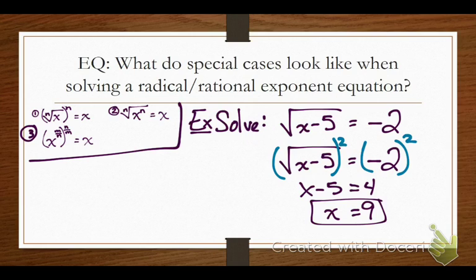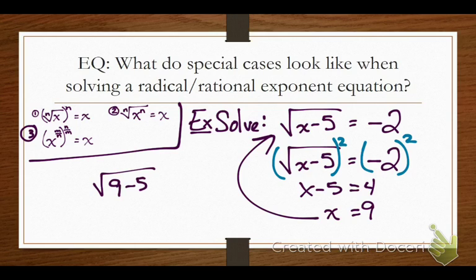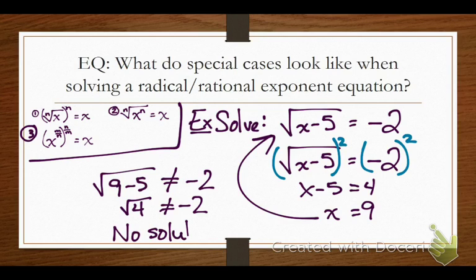Sometimes you think you have an answer, but if you don't check it, it may not check out. Because if you take the square root of 9 minus 5, it actually does not equal negative 2. The square root of 9 minus 5 is the square root of 4, which is not negative 2. So this is another example of no solution. And let me stress, 9 is an algebraic answer, but it's actually not a solution.